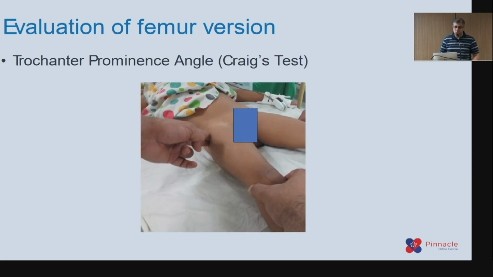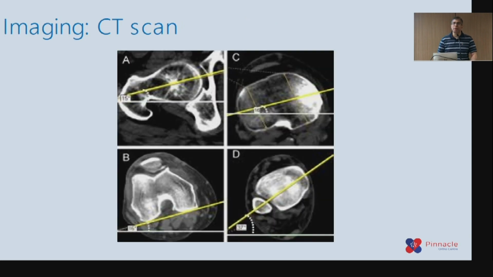And finally, you can do what is known as the trochanter prominence angle test, that is also known as the Craig test. Here you palpate the greater trochanter and rotate the hip till the greater trochanter is felt to be maximally prominent. The angle of hip rotation at which the GT is maximally prominent is the angle of femoral version. Now this is about the clinical examination.